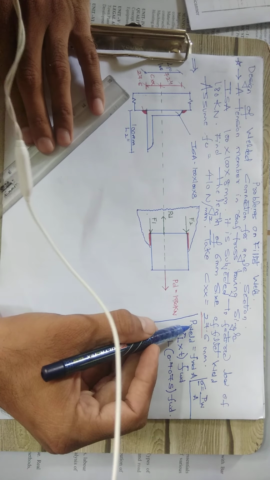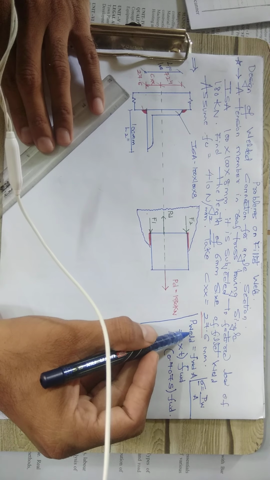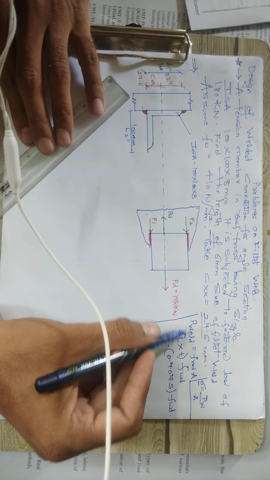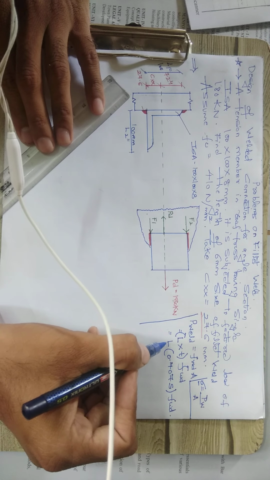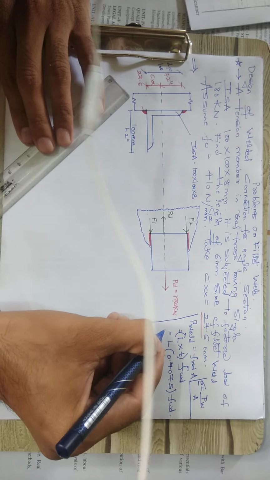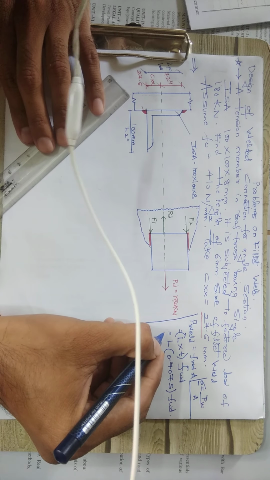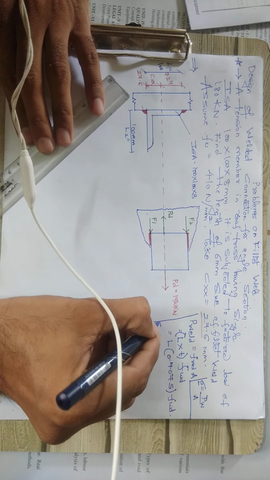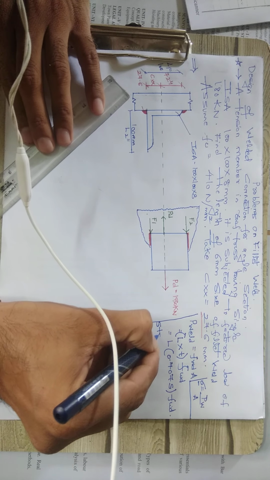This total formula is the load, but if we are finding out the load per mm, that means we are dividing by the length. So we are finding out the load per unit length, that is the strength of fillet weld per mm. So, strength of fillet weld.